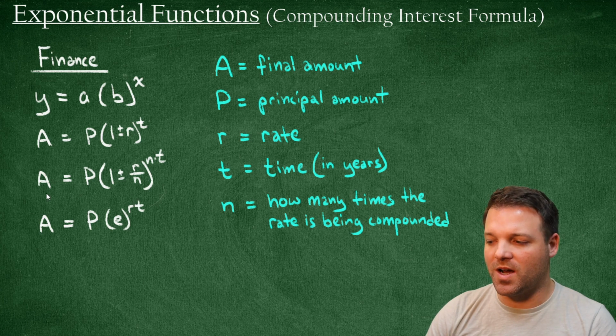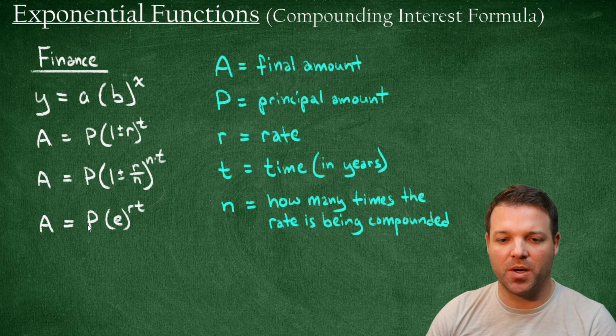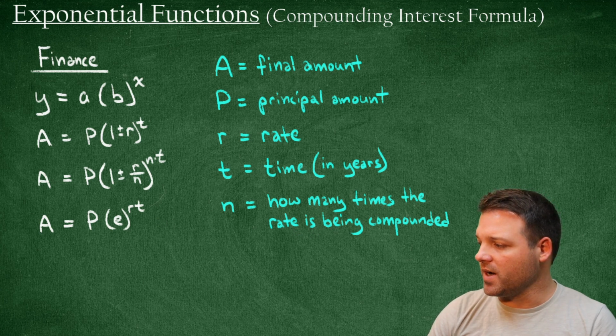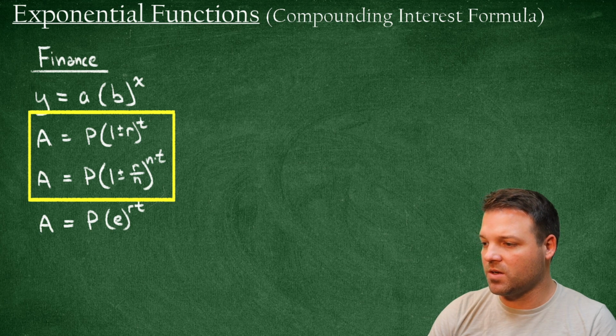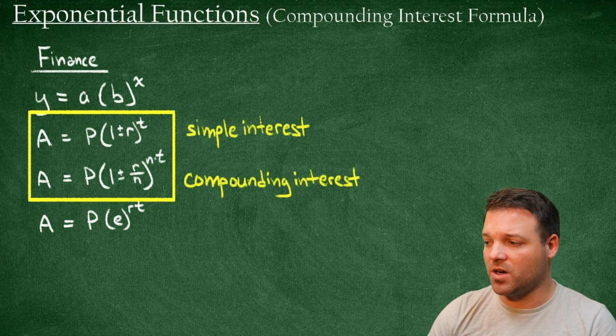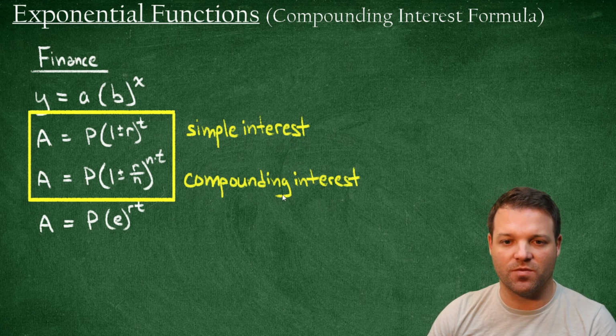Next lesson, we're actually going to get into this last formula. It's commonly referred to as PERT because it's A is equal to P times e all to the rt. All right, so let's continue on here. So again, today we are going to be concentrating specifically on these two formulas, which are the simple interest formula and the compounding interest formula.